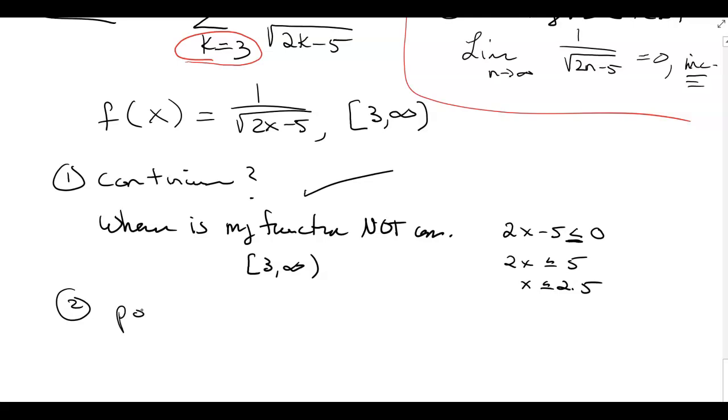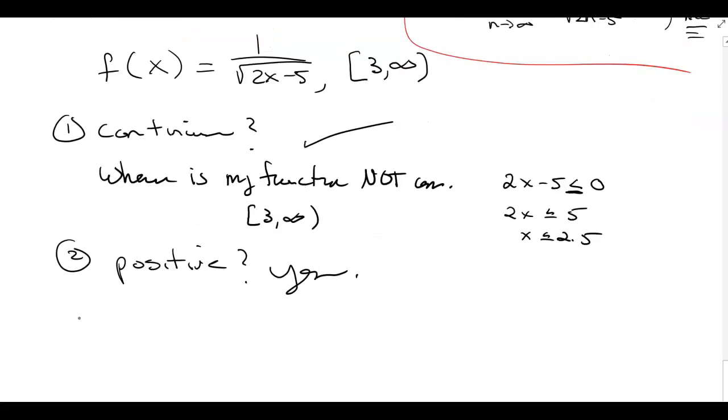Is it positive? Honestly, just by the sheer definition of a radical, the value on that domain is going to be positive. Yes, it's always going to be positive. And third, you can check for decreasing. And if you're not too sure of this one, all you have to do is quickly look at its derivative.